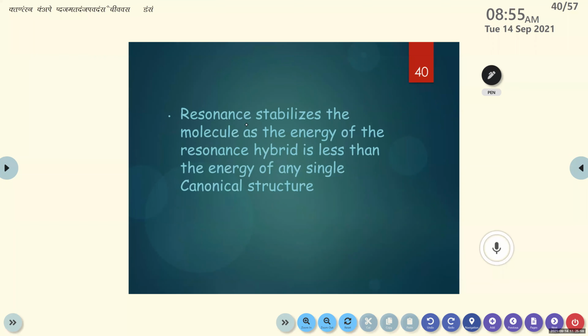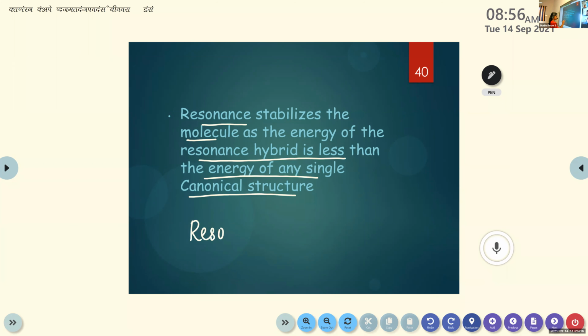Then this resonance stabilizes the molecule as the energy of the resonance hybrid is less than the energy of any single canonical structure. So when we are comparing the energy of the resonance structures and the resonance hybrid, always the energy of the resonance hybrid is less than the canonical structures. Less than any single canonical structure. That's about energy.